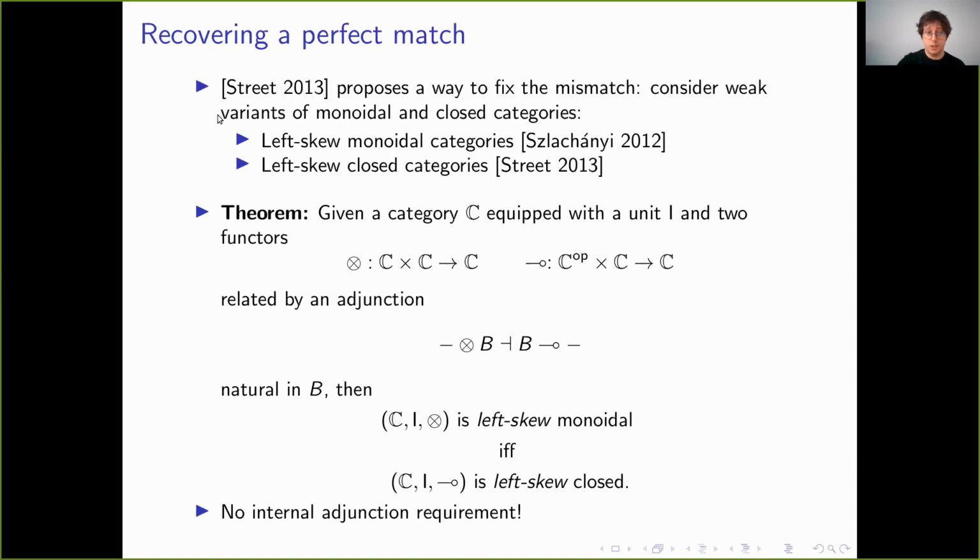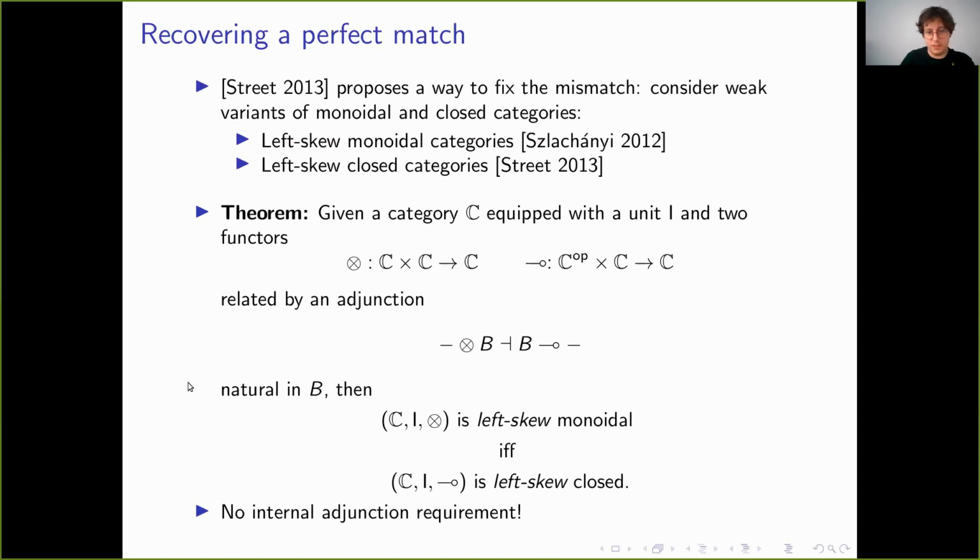And the weaker variants of monoidal and closed categories that he considers are these two. So the notion of left-skew monoidal categories, which was introduced by the Hungarian algebraist Szlachányi in 2012, and he also introduced his own left-skew variant of closed categories in his paper of 2013, the one that correctly matches the definition of Szlachányi.